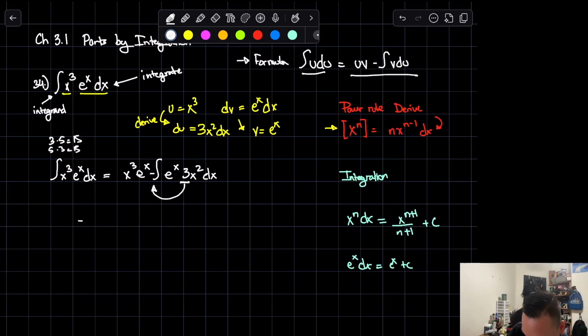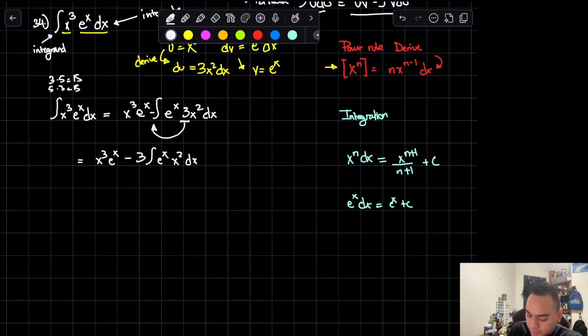So it's going to become, let's make it nice and pretty, x cubed e to the x minus 3 e to the x x squared dx. From here we kind of do the same thing again.